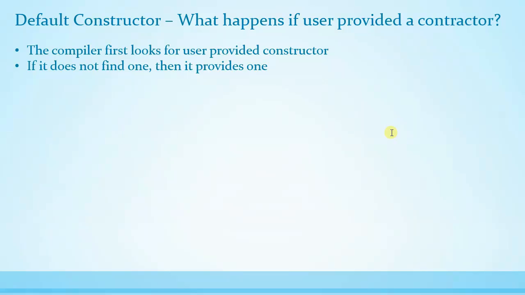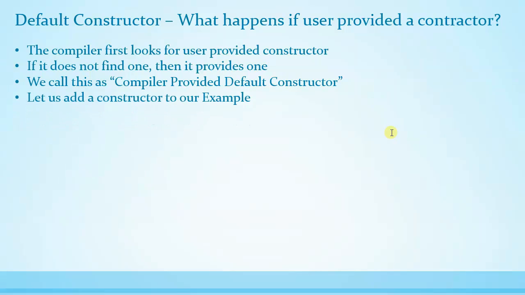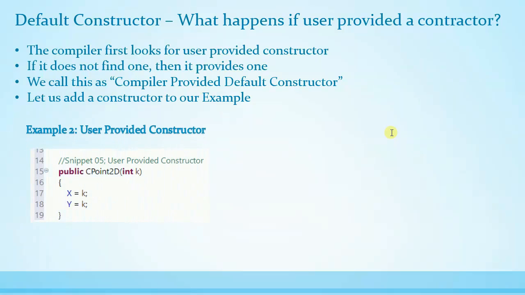When we don't write any constructor, the compiler will provide one, and we call that the compiler provided default constructor. So let's add a constructor to our previous example. This is the constructor we are going to add. Now C2D accepts an integer as a parameter.